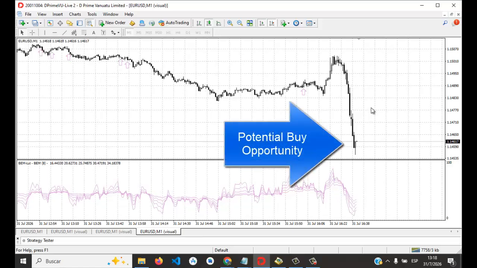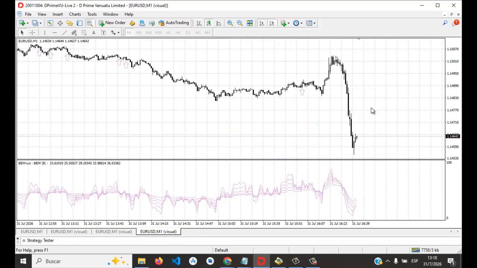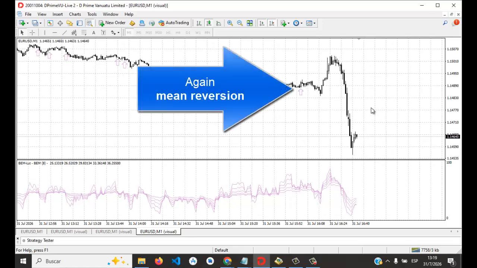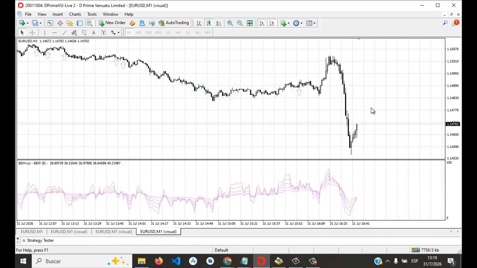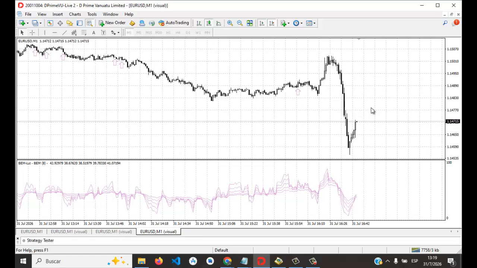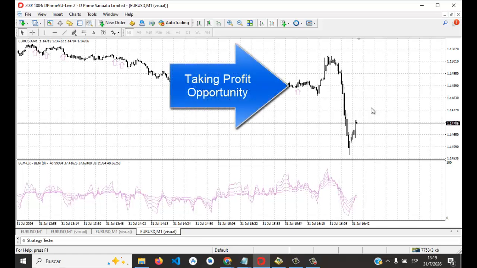Potential buy opportunity. Again, mean reversion. Taking profit opportunity.